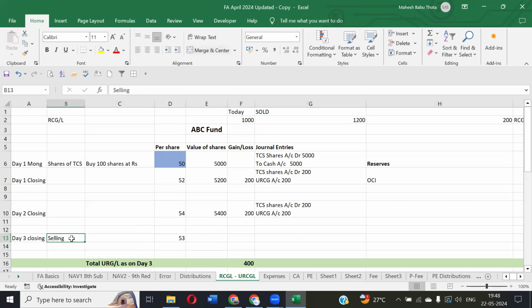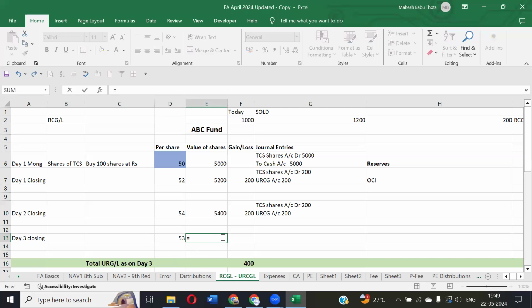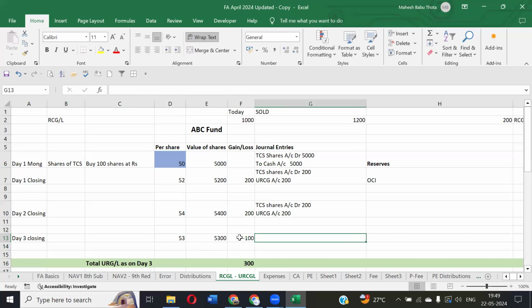Let's assume we are not selling it. Again, it dropped down to 53 rupees. Now tell me the general entry. What would be the asset value in this case? 5,300. So 100 into 53, 5,300. So what is the gain? Is it a gain or loss? Loss. How much loss? 100 rupees.